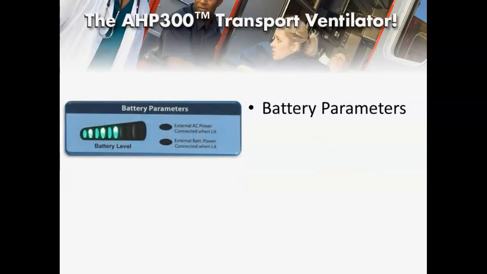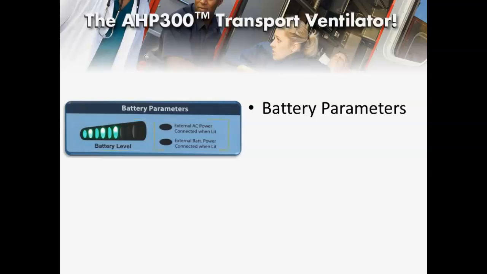Finally, we move to the lower middle of the AHP300 and the battery parameters panel. On the left is the battery level display. This display will show the battery in 5 segments. When the battery level has reached a low level, the left 2 digits will turn red, and shortly before the battery level becomes critical, the meter will flash red, indicating that the ventilator should be connected to an external power source immediately.